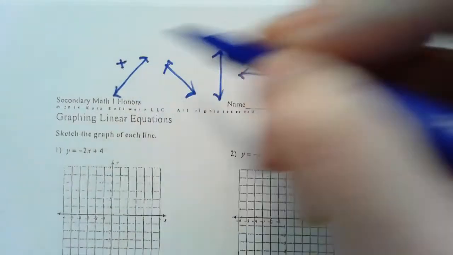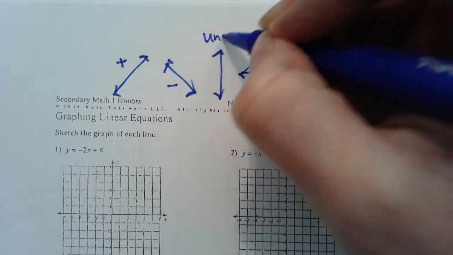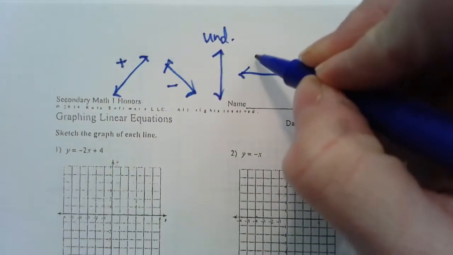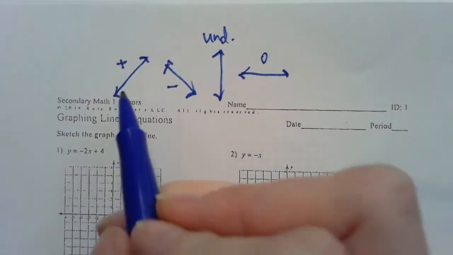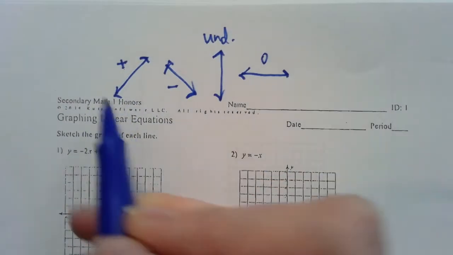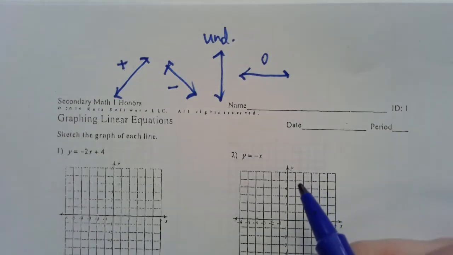This is a positive slope. This guy's a negative slope. This guy is an undefined slope. And this guy is no slope, or 0. We always read our graphs from left to right, like we read words in English. So that's really important.